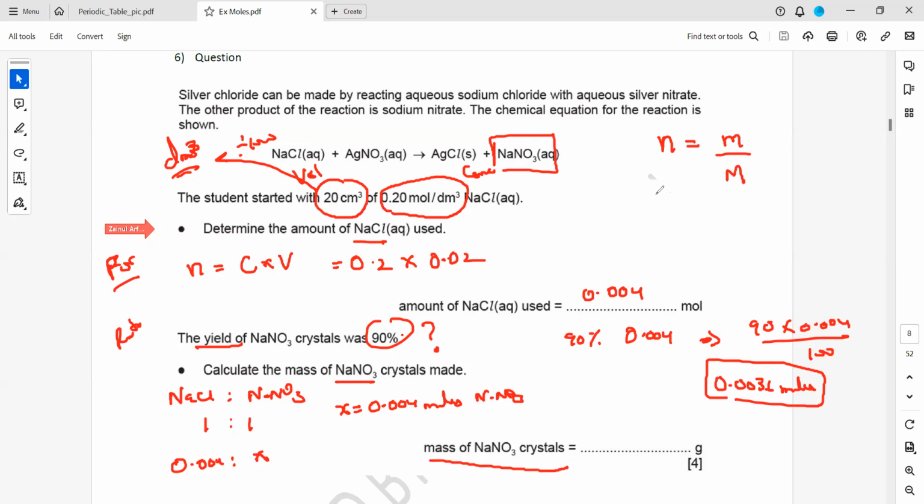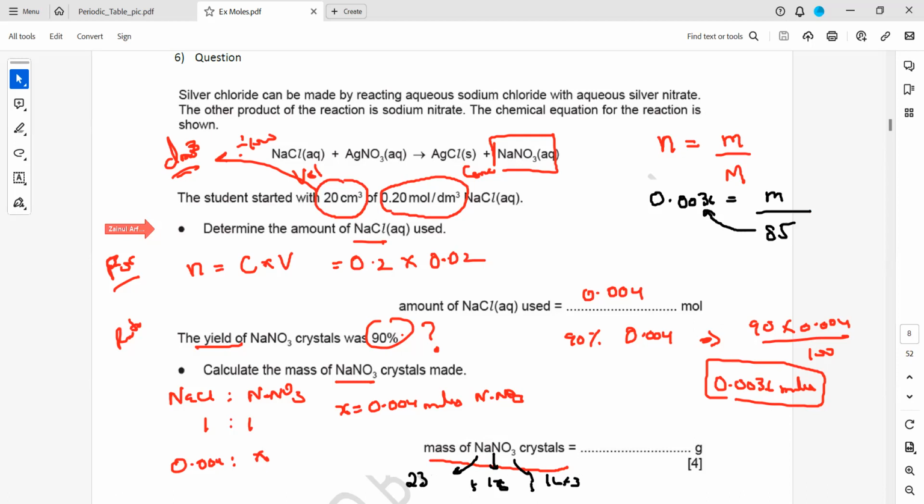So moles of sodium nitrate are 0.0036. Mass in gram, we don't know. What about the molar mass? For the molar mass, you have to use a periodic table. From the periodic table, you'll find sodium is 23, nitrogen is 14, and oxygen is 16 multiplied by 3. So it will be 48 plus 14 plus 23. So the total will be 85. So the molar mass is 85, and we multiply 0.0036 by 85.